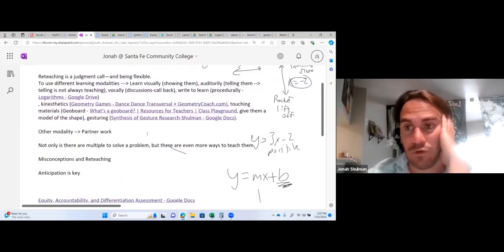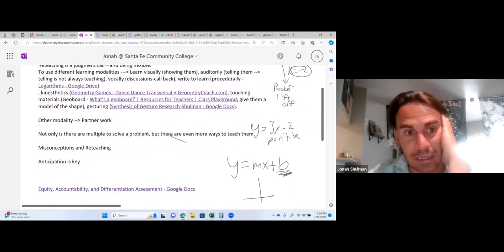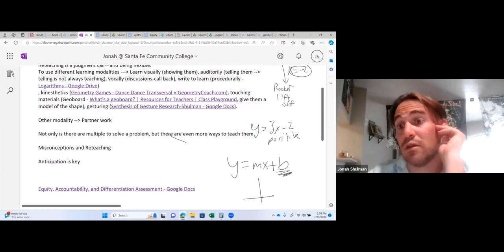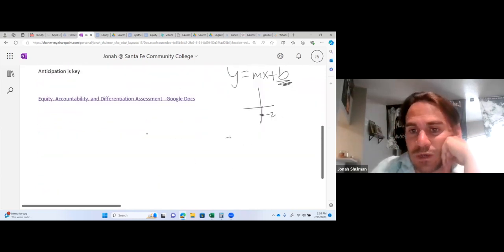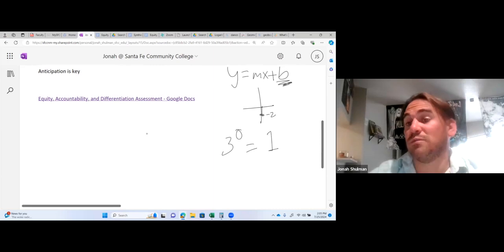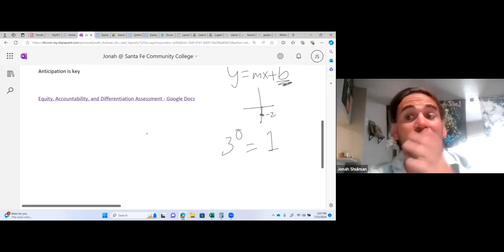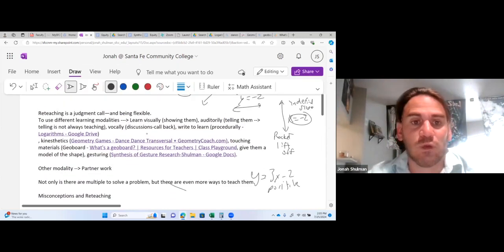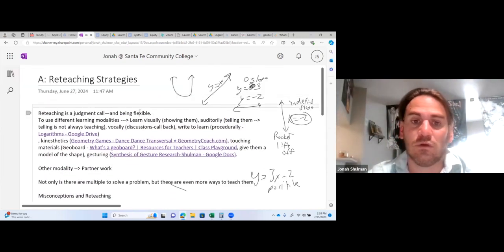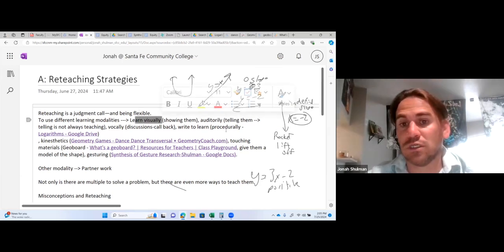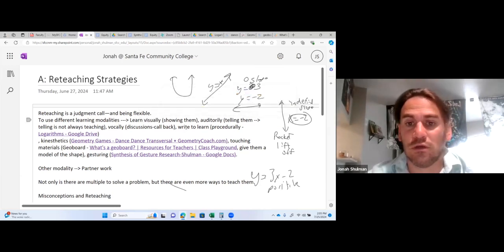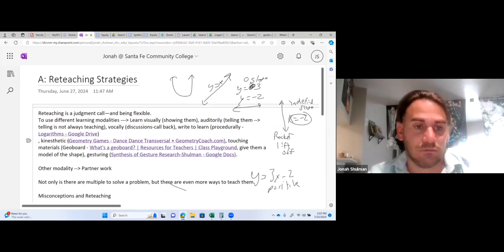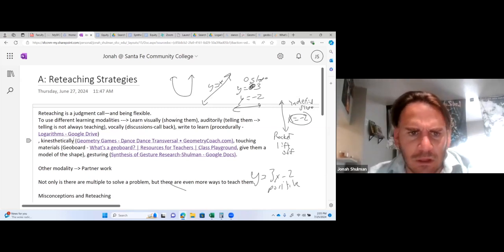But it could be anything vocal, just having them say it is probably easier for them to remember it. Something that students always mess up is 3 to the 0 power equals 1. So you could be like, rise to 0, everybody goes 1, rise to 0, 1, rise to 0, 1. These callbacks are really useful as different ways to teach it. The whole idea is to be flexible. Not every student is going to just want to learn visually, auditorily, vocally, procedurally, kinesthetically. Sorry, they should be in the same tense. Touching materials, so sensorily, sensing, right?